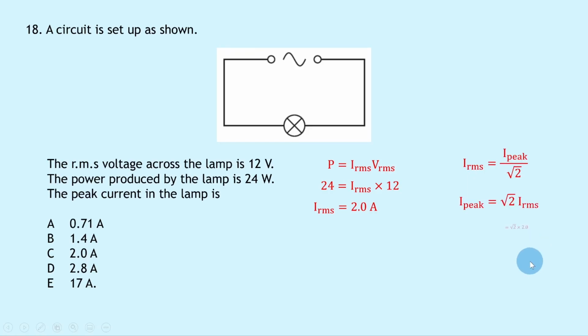And substituting in the numbers gives me root 2 times 2.0, which if you put into your calculator should give you a current of 2.8 amps. And you'll see that as the option D here.